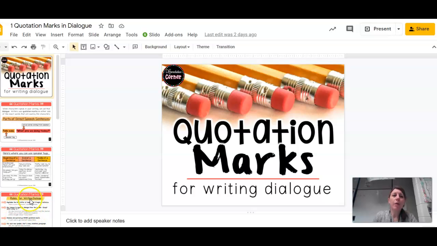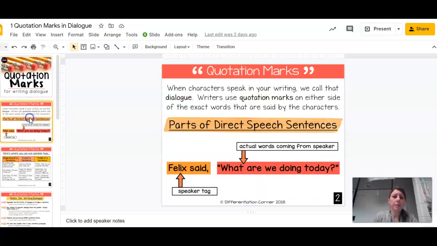Today we'll be talking about using quotation marks when writing dialogue. A dialogue is a conversation between two people. So let's take a look here. When characters speak in your writing, we call that dialogue. So open up mostly any fictional story that you have at home and you will see dialogue inside that story. You'll see the characters talking back and forth.